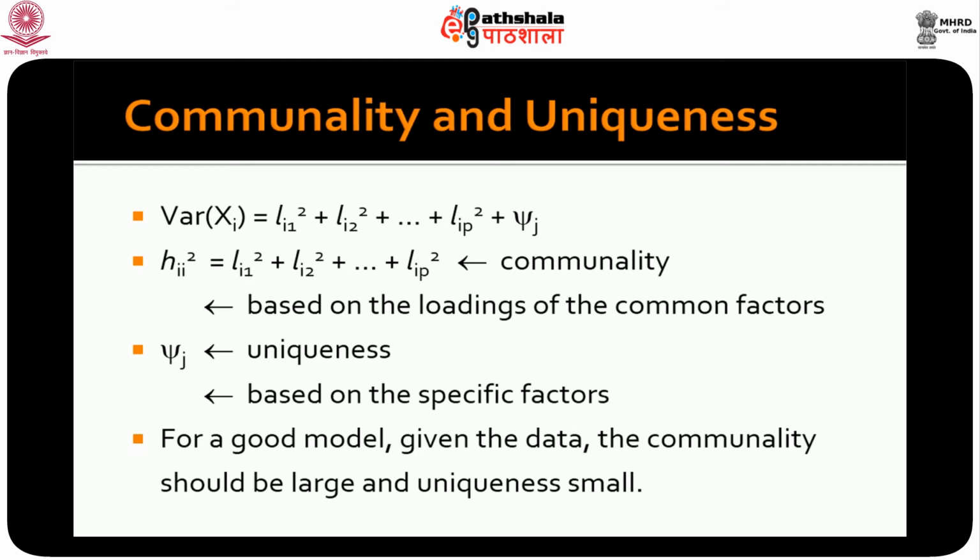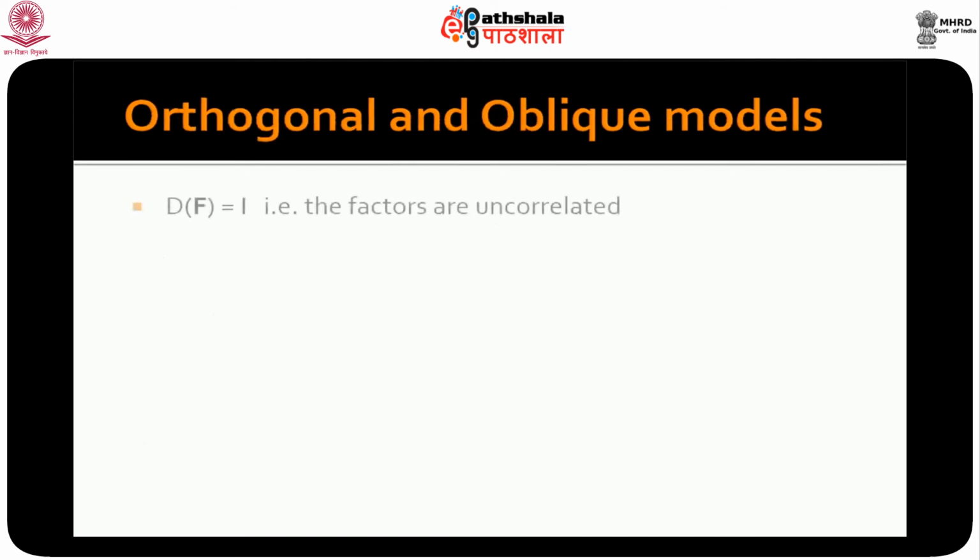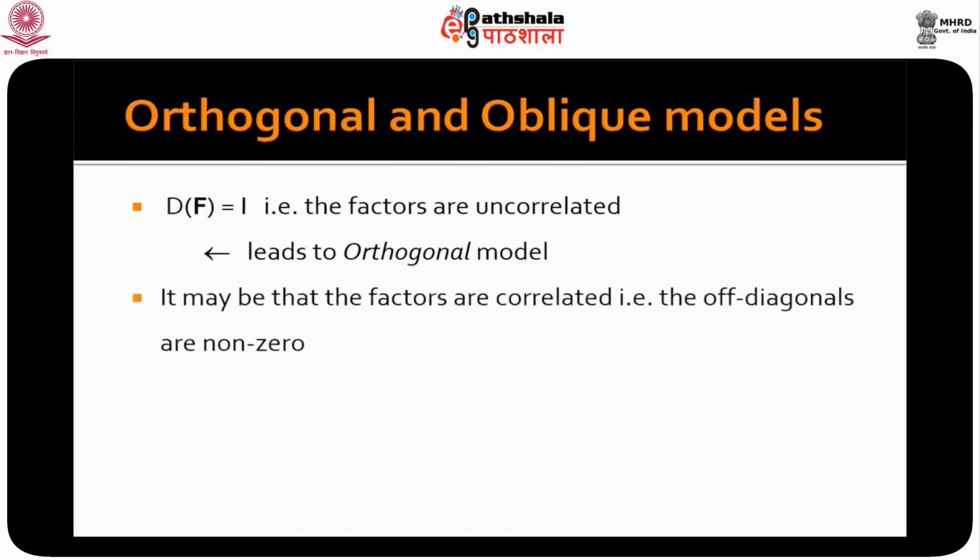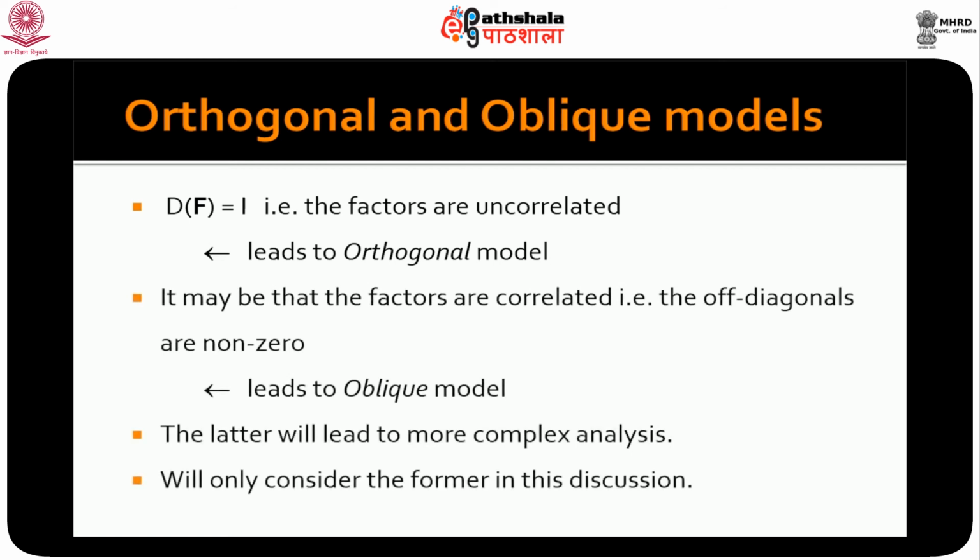So, one part is shared by the factors and the other is the additional variability specific to a given xi. Now, before we move further, we just need to look at the condition that we have for f. We have assumed that the dispersion of f is I.